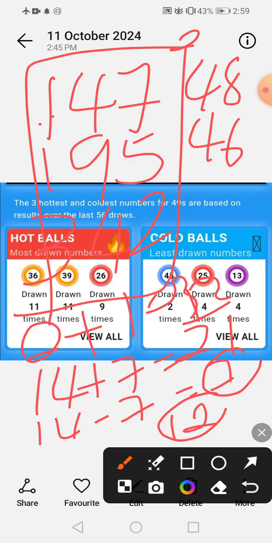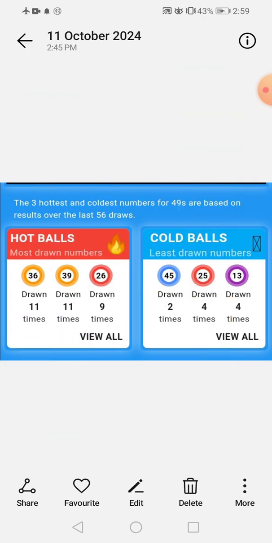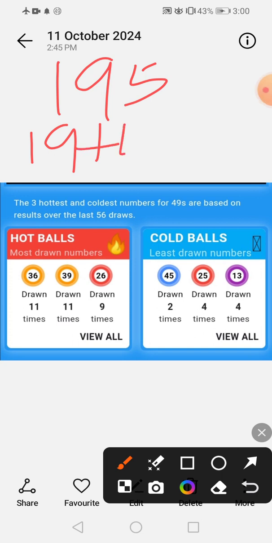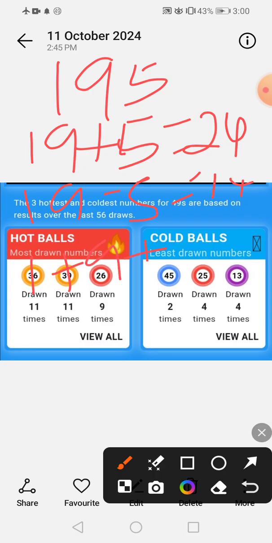Then we go to 19. We say 19 minus 5. It comes back again to the 14. 19 plus 5. Let me do this because it's now clumsy. 19 plus 5 equals a 24. 19 minus 5 equals a 14. 1 plus 9 plus 5, so it equals a 15. Can you see that? Cool.